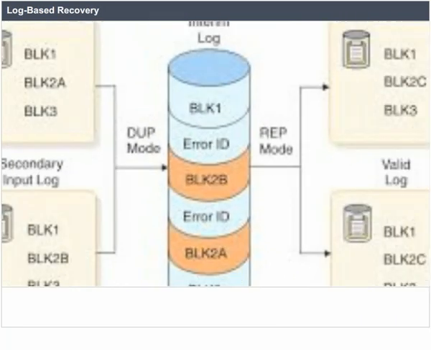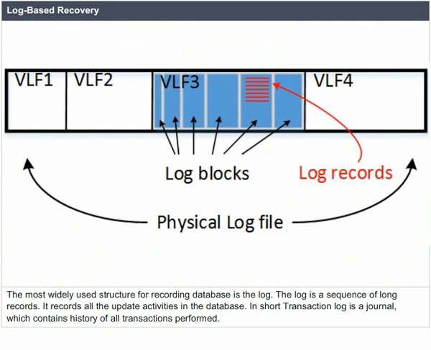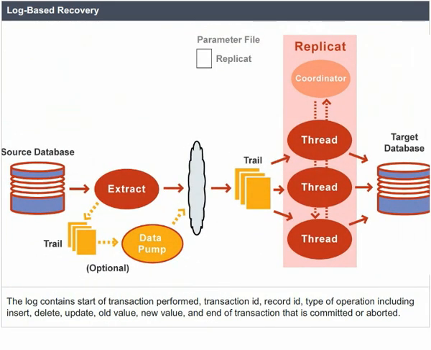Log-based recovery. Log is a sequence of records that maintains the records of actions performed by a transaction. It is important that the logs are written prior to actual modification and stored on a stable storage media that is fail-safe. The most widely used structure for recording database is the log. The log is a sequence of log records. It records all the update activities in the database. In short, transaction log is a journal which contains history of all transactions performed. The log contains start of transaction performed, transaction ID, record ID, type of operation including insert, delete, update, old value, new value, and end of transaction that is committed or aborted.